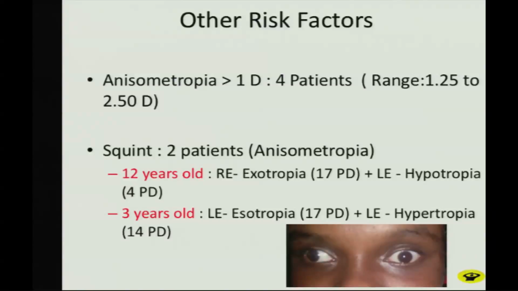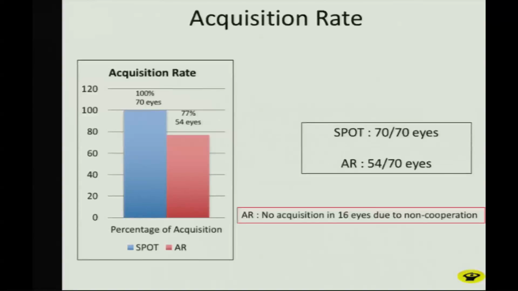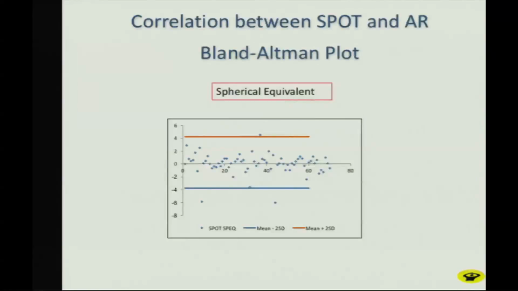4 children had anisometropia of more than 1 diopter, and 2 children had squint, 1 with ESO and 1 with EXO. So when we compared the AR and the spot, we saw that the AR could not give us the reading in 16 eyes because the children were not cooperative, while the spot gave us a 100% acquisition rate.